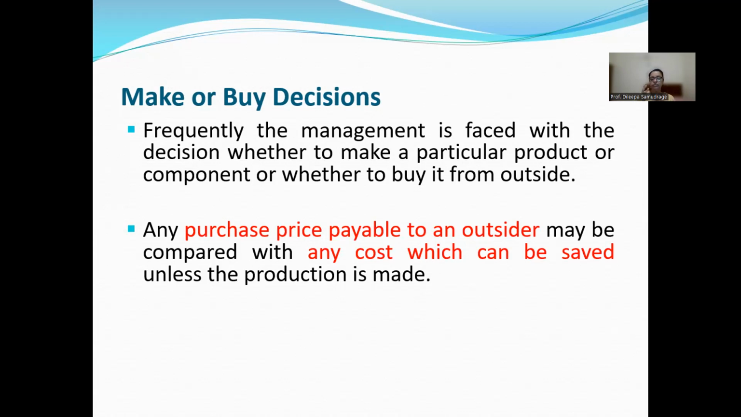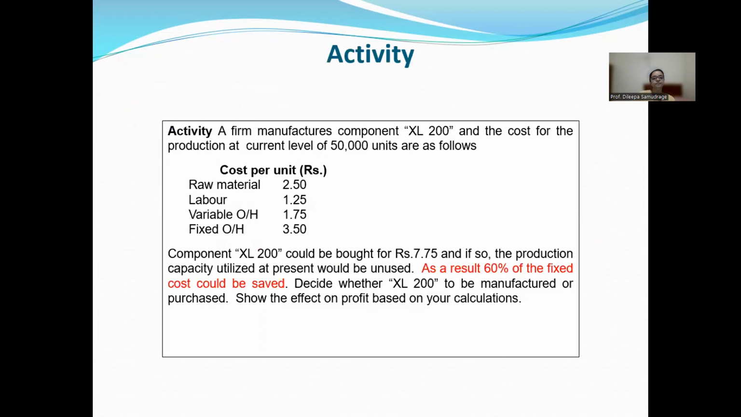Because you have to compare the buying price from outside, which you have to pay, with the cost that you save within the factory. So if you can save a certain amount of cost, then you can buy it. But if you can't save, then you have to make it in your factory. So this is the question.